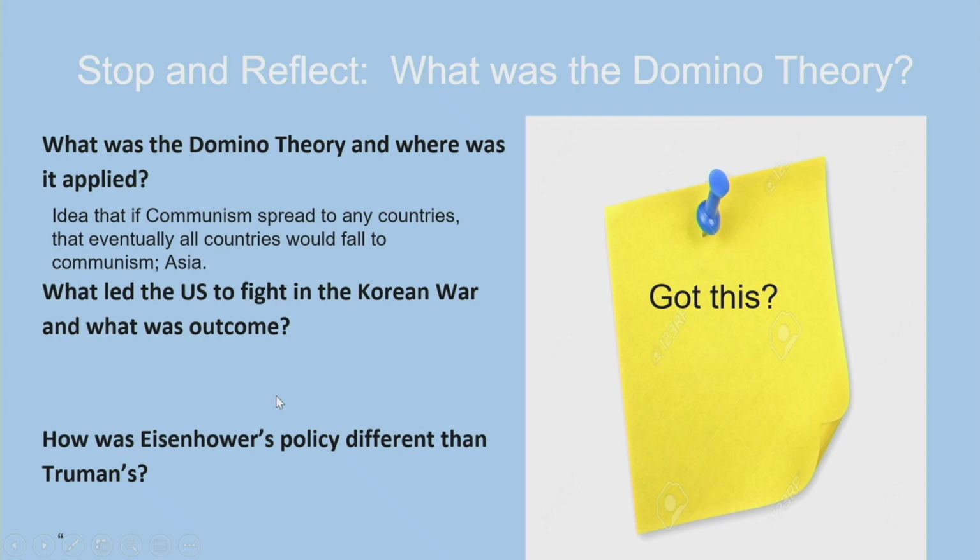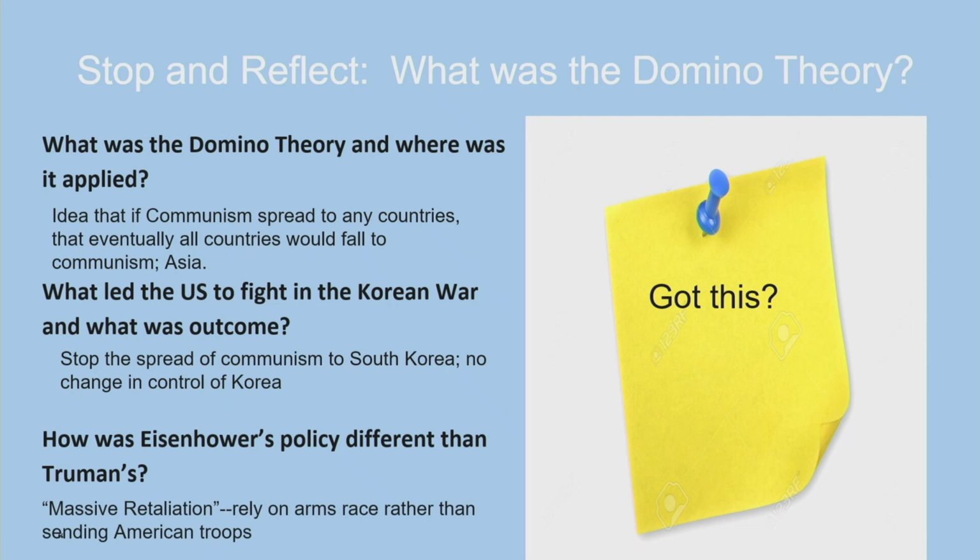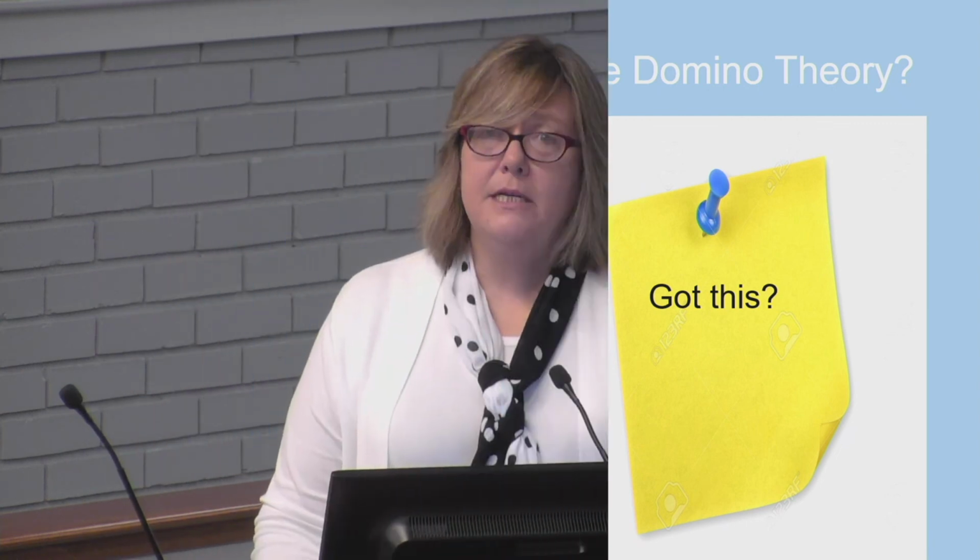The idea, if communism spread to any countries, that eventually all countries in Asia and Southeast Asia would fall to communism. Why do we fight in the Korean War? That domino theory, to stop the spread of communism into South Korea. And how was Eisenhower's policy different? Massive retaliation, new look. He's going to rely more on the arms race and military rather than sending our troops into war.